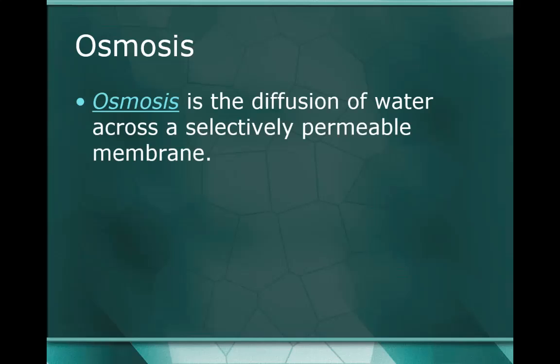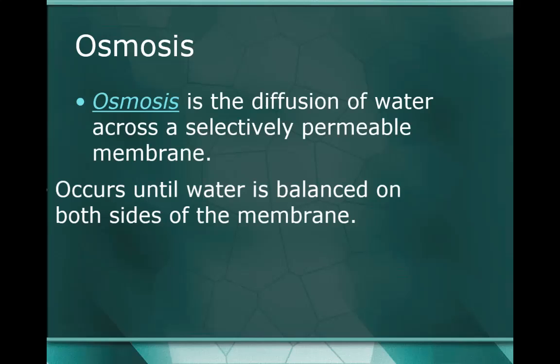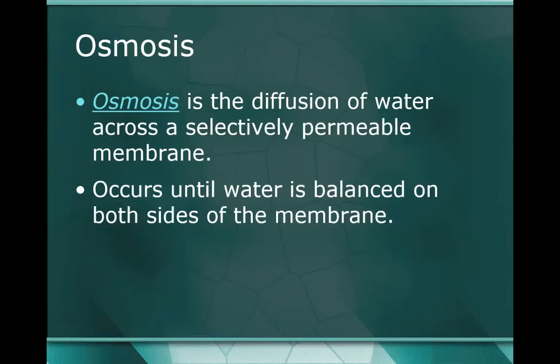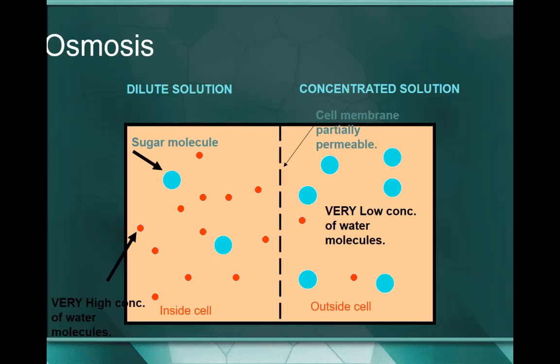So the last one we're going to really focus on today is osmosis. Osmosis is the diffusion of water across a selectively permeable membrane. And this is going to move until the water is balanced on both sides. If we go back to a little paint version of a membrane like we did last time, you'll notice that we have a low concentration, in this particular example, of water molecules on one side and a high concentration of water molecules on the other side.